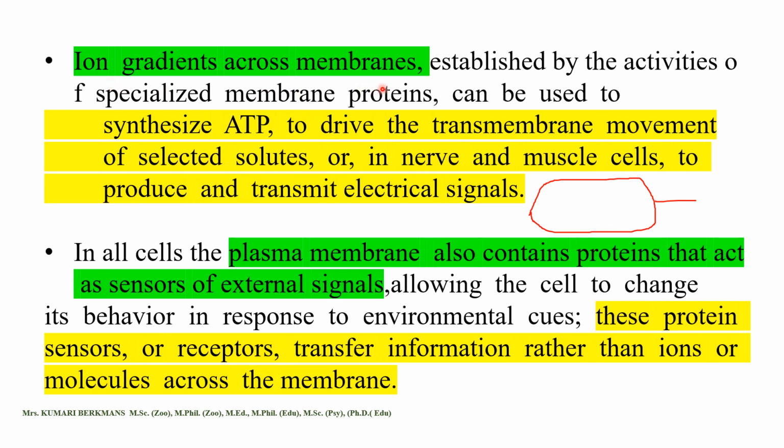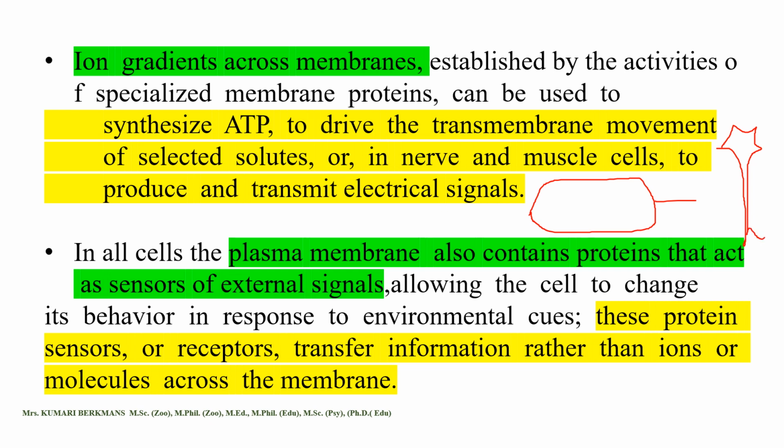Ions cross the membrane and go outside, and materials from outside cross the membrane and come inside. How it takes place we are going to see in this class. So it can be used to synthesize ATP and to drive the transmembrane movement of selected solutes, which happens in the nerve cells as well as the muscle cells. Nerve cells are neurons, and muscle cells, you all know that.